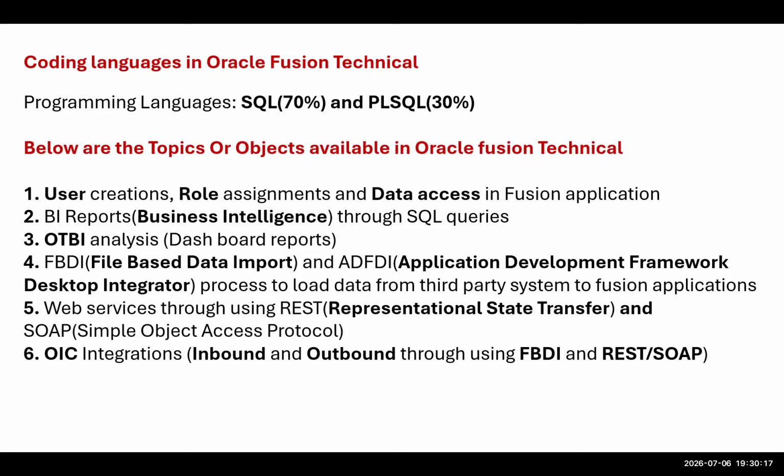Here we are going to discuss inbound and outbound processes. What is inbound and what is outbound? Inbound is nothing but from a third-party system to our Fusion application. If you want to load the data, then we can go for the inbound process. Outbound is nothing but from our Fusion application to a third-party system. If you want to send the data, then we can go for outbound integrations. Those we can do using FBDI and REST or SOAP.